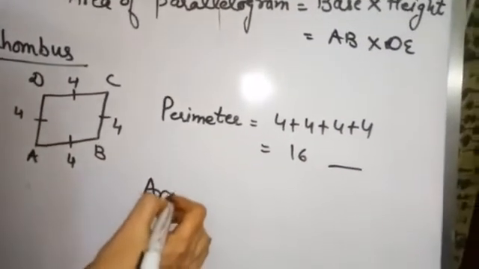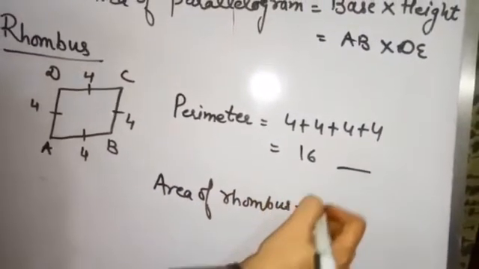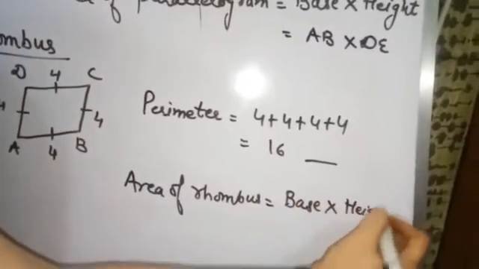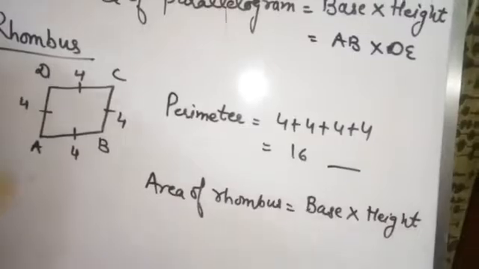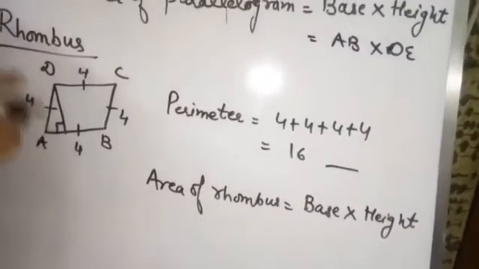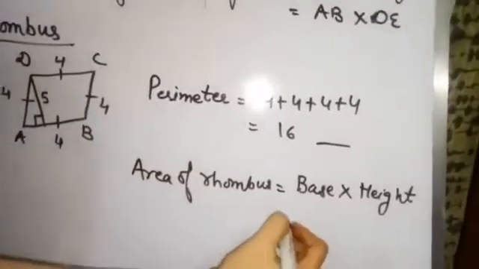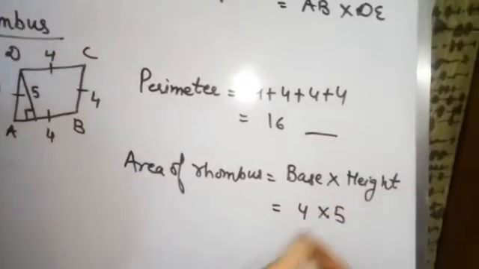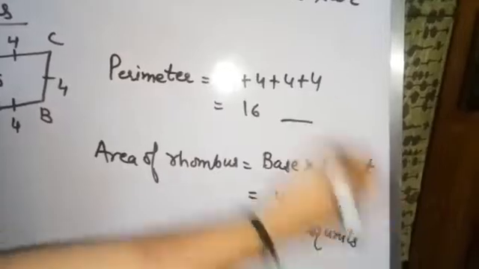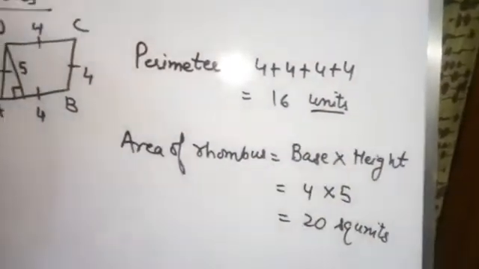And the next, the area of a rhombus, is the same as the area of a parallelogram: base into height or altitude. Both have the same meaning. In the books it might be mentioned as altitude. Now altitude is again from a vertex to the opposite side. If it is given as 5, the area of the rhombus is base 4 into 5, 20 square units. Whatever the unit is given to you, the perimeter is 16 units and the area is 20 square units.